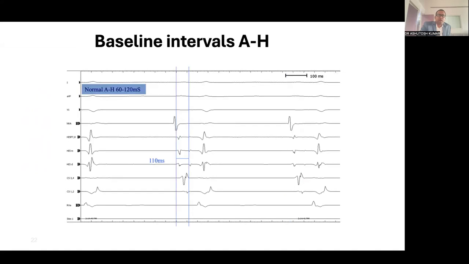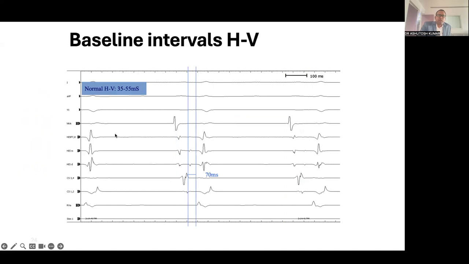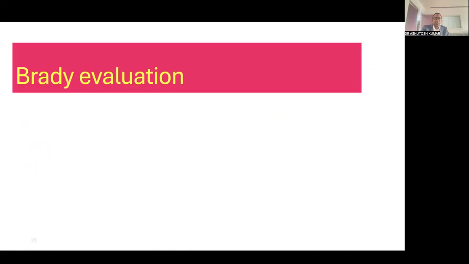Of the measured parameters in this patient, the AH interval is 60 to 120, so it is almost normal. Then the HV interval we are measuring. It is usually between 35 and 55. So this is all about the previous class. Now we are going to class number 2; this was only the recap.